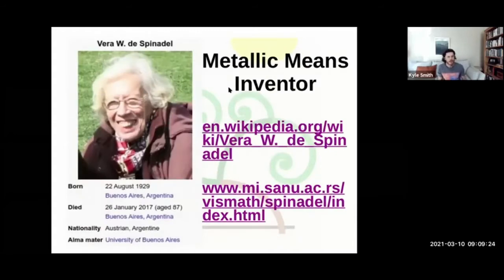Here's Vera, the person who invented the metallic means. She was a polymath who was also an architect. That was her main trade, as well as mathematics. There's a write-up about her on Wikipedia, and she also has something she published about the metallic means here. She did have a website, Vera's Mathematical World, but last time I checked this morning, it wasn't working. So hopefully it will come back online, but she is someone I think that we should celebrate much more. So hopefully we can get the word out about who she was. She definitely inspired my work.